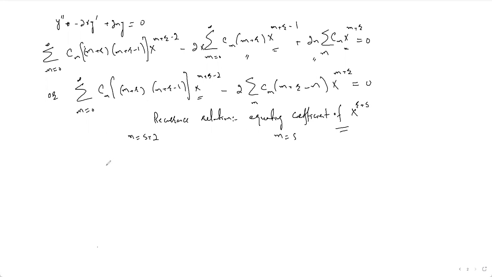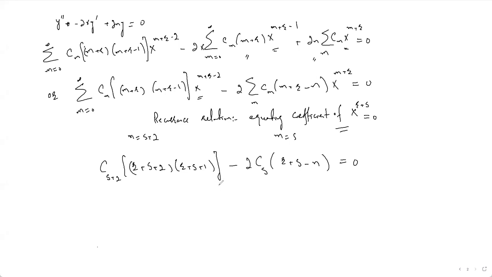Okay, so this equation will now become c s plus 2. Since m is s plus 2, I will write r first: r plus s plus 2 into r plus s plus 1, c s plus 2, minus twice c s into r plus s minus n. This is equal to 0, equating the coefficient of this to 0.